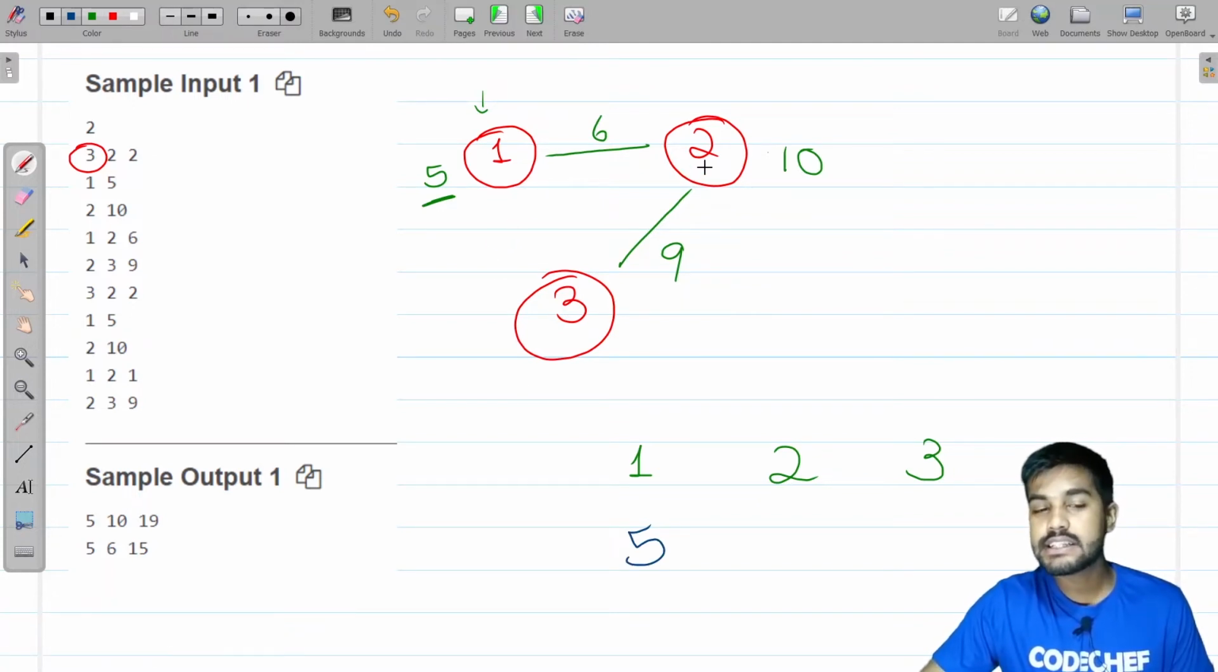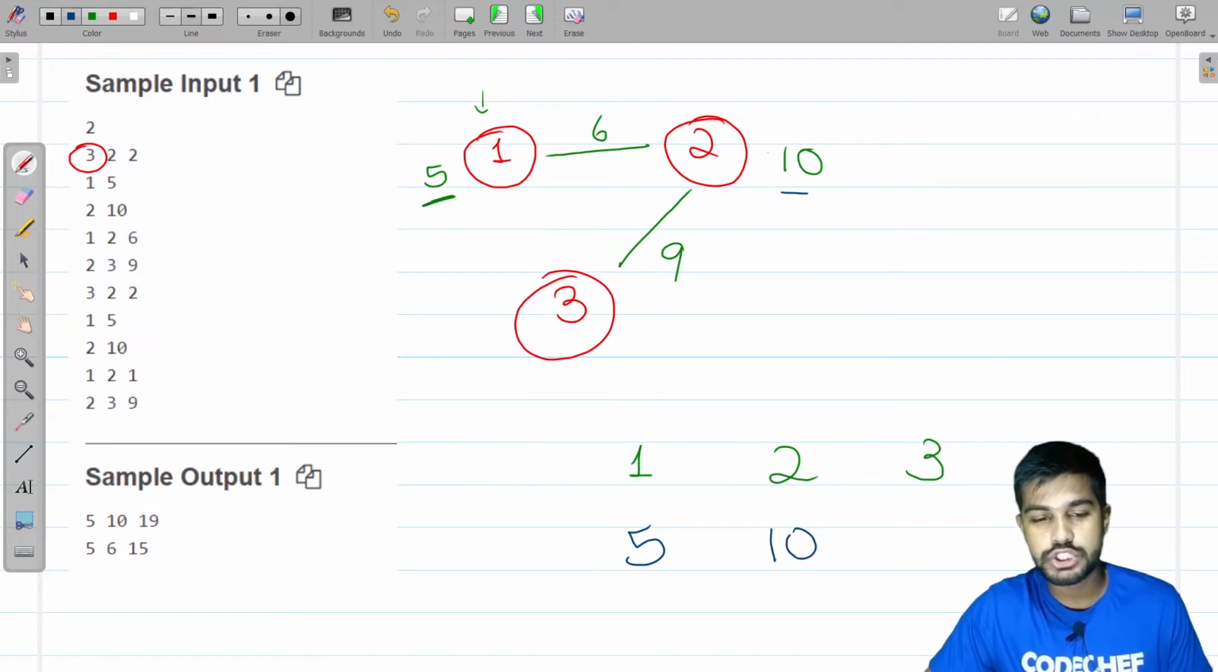And then let us consider the second city. If we test in this city itself, we would encounter a cost of 10. If we test in 1, we would encounter a cost of 5 plus the length of the road, that is 11. So which is cheaper? Absolutely, 10 is cheaper.